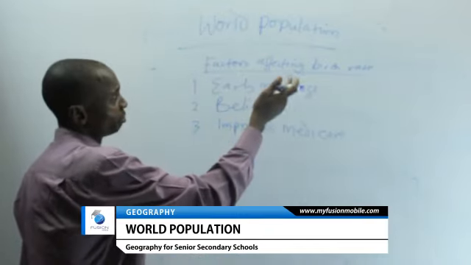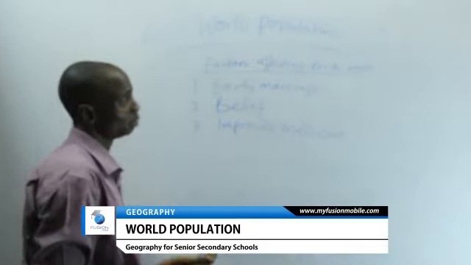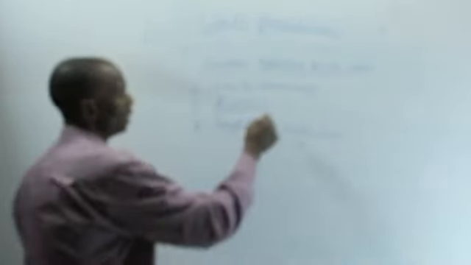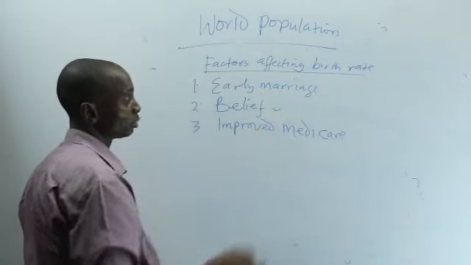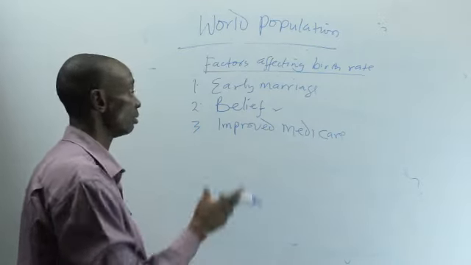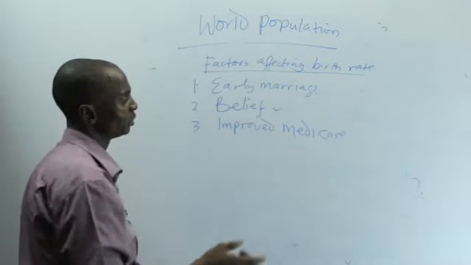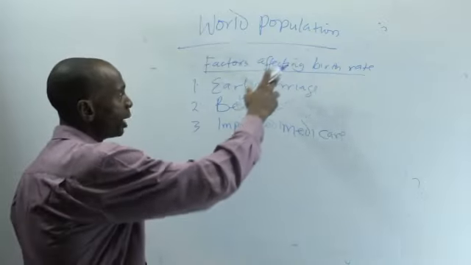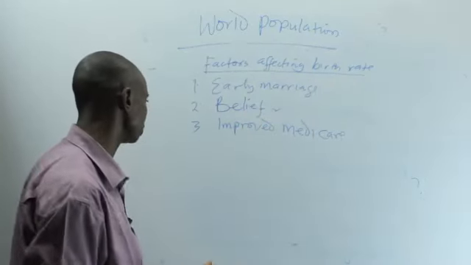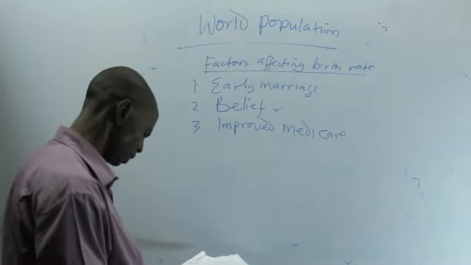Early marriage: once you are married early, there is that tendency that you give birth to as many children as you can. Then belief: some religions believe in marrying more than 2, even 4, some can even marry up to 20 wives, and they produce children. Then improved medical care can reduce the rate of maternal mortality and other mortality rates. This will encourage the explosion of population in a given society or environment.